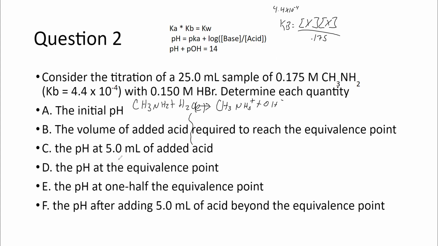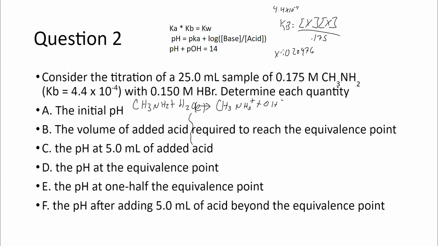I'm going to open up Excel to do that. It's 4.4 times 10 to the minus 4 times 0.175. Square root that. All right, so X is 0.020976. That's our hydroxide concentration.